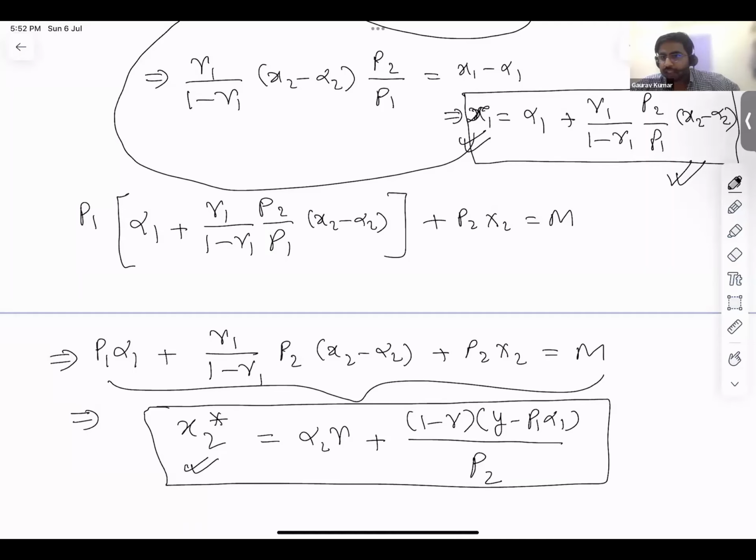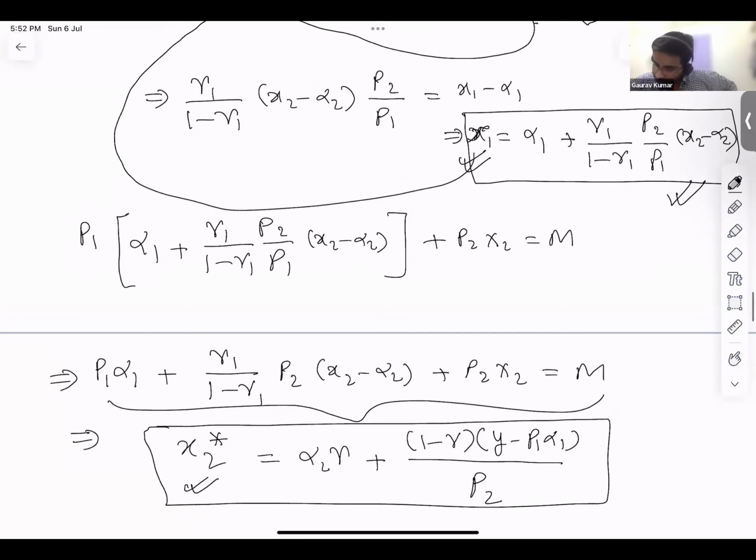Y in the final answer is the income. Sorry, one second, this is not Y. This is M. Is it fine, sir? Now it's M, not Y. You represent income by both Y and M, so I just miswrote it. It's M.